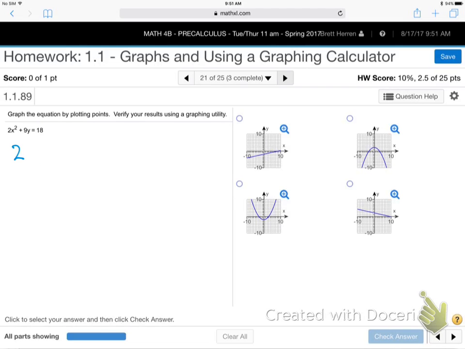Okay, so 2x squared plus 9y is 18. Is this going to be a straight line or one of those U-shapes? U-shape. Yeah, x is squared, so it's going to be U-shaped. You can do whatever you want. You can just get some points. I'd probably just get y alone again and figure out which of those U-shapes it is. So I'm going to subtract 2x squared.